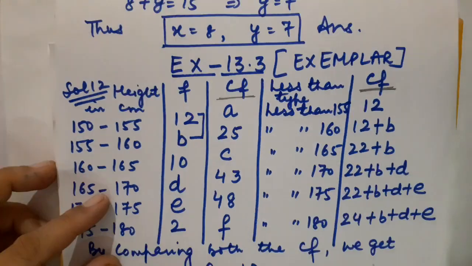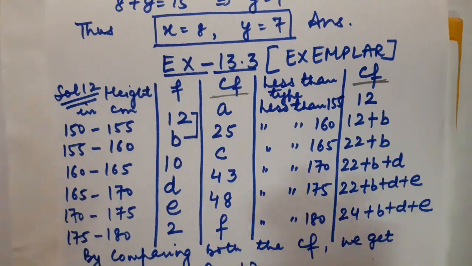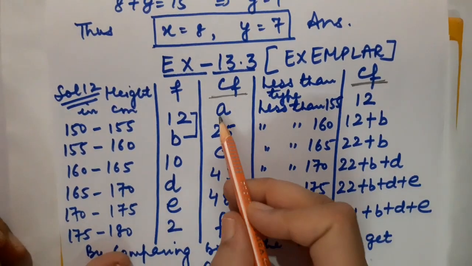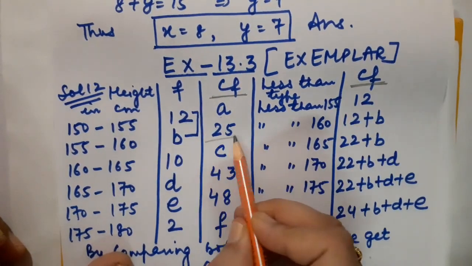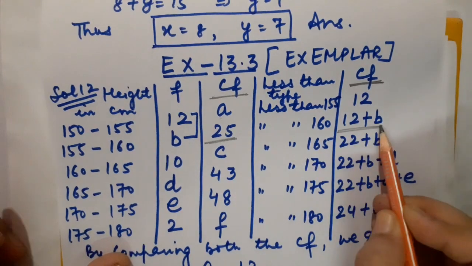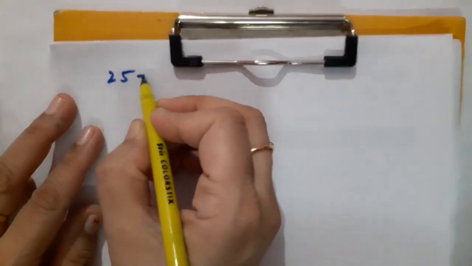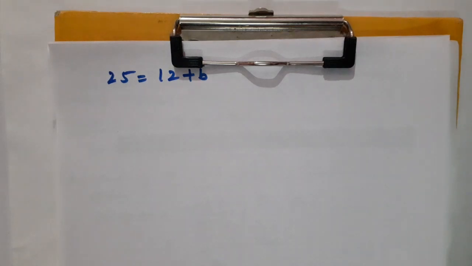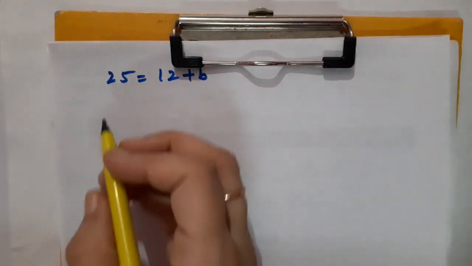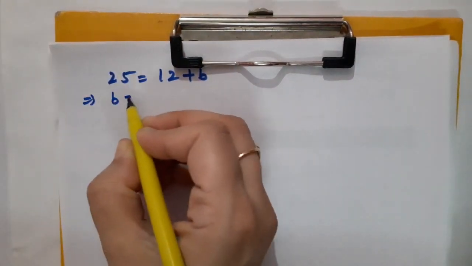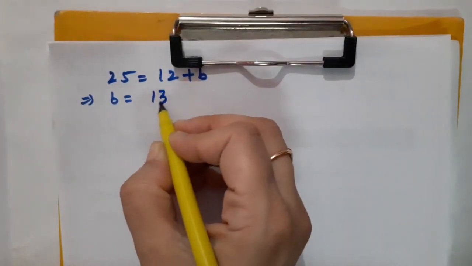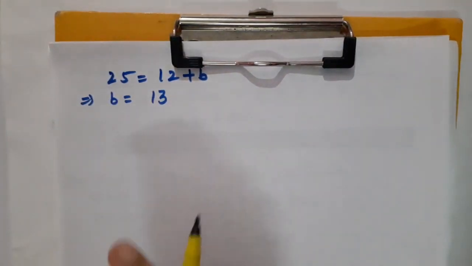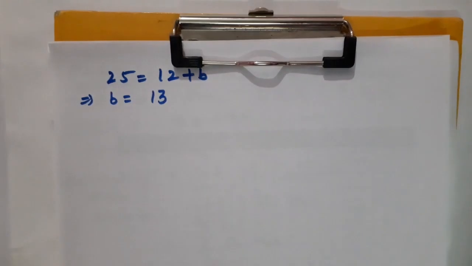Correct? Now children, let us compare the next two terms. A has become 12. So this 25 will be compared with the 12 plus B. Correct? So what can I write? 25 is equal to 12 plus B. So what will be the value of B? It implies B is equal to 25 minus 12, that is equal to 13. So one more value we have got.